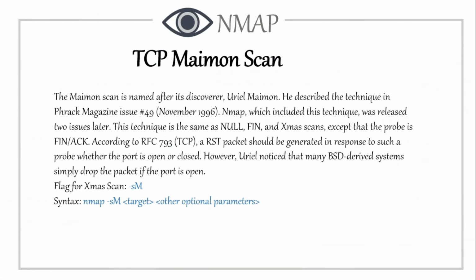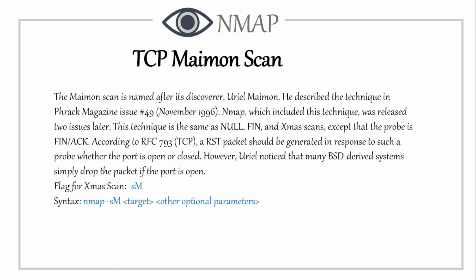TCP Maimon Scan. The Maimon Scan is named after its discoverer, Uriel Maimon. He described the technique in Phrack magazine issue number 49, November 1996. Nmap, which included this technique, was released two issues later. This technique is the same as null, FIN, and Xmas scans, except that the probe is FIN/ACK. According to RFC 793, an RST packet should be generated in response to such a probe whether the port is open or closed. However, Uriel noticed that many BSD-derived systems simply drop the packet if the port is open.